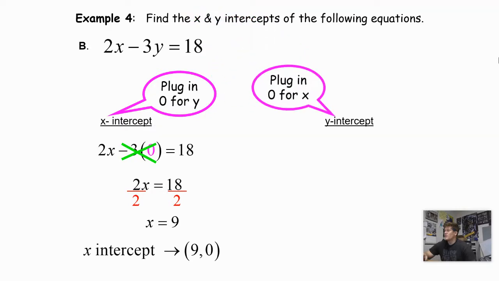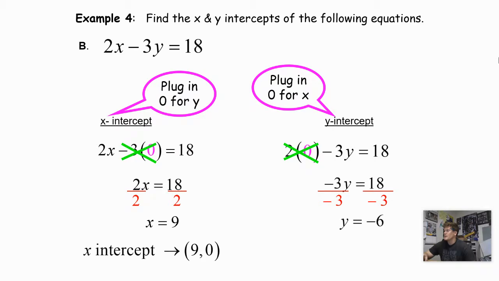Y-intercept, plug that 0 in for x. So I'm plugging it in. 2 times 0 goes away. I get negative 3y is equal to 18. Divide both sides by that negative 3. I get y equals negative 6. So my y-intercept, 0, comma, negative 6.